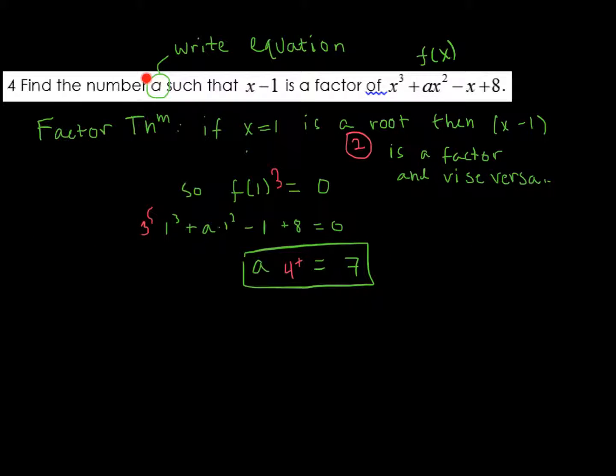Alright, so here I can see that I'm going to write an equation because I'm solving for some value that I don't know, so that's important. I want to find this value such that x minus 1 is a factor of this function. I label this so I can refer to it.